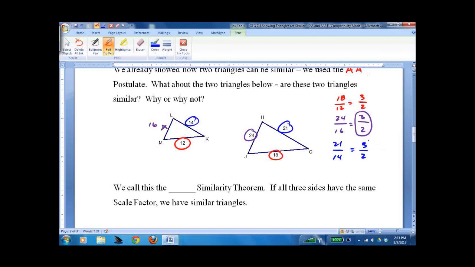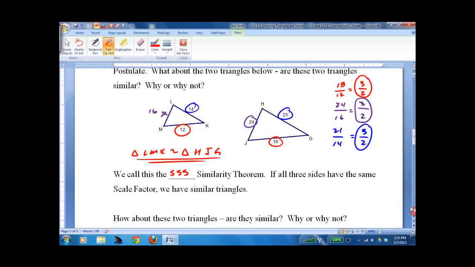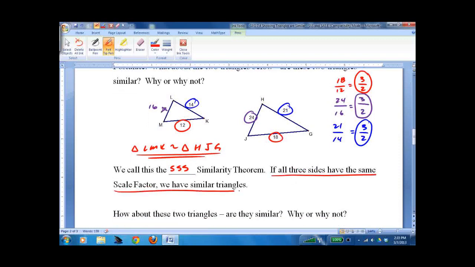So if we look at all three sides and we say they all match up, they all have the same scale factor, then we say they're similar. We would say triangle LMK is similar to triangle, and look for the biggest and middle side, H, and then M is between the biggest and smaller side, J, and whatever's left over, G. Triangle LMK is similar to triangle HJG. We call this side-side-side similarity. If all three sides have the same scale factor, we have similar triangles.